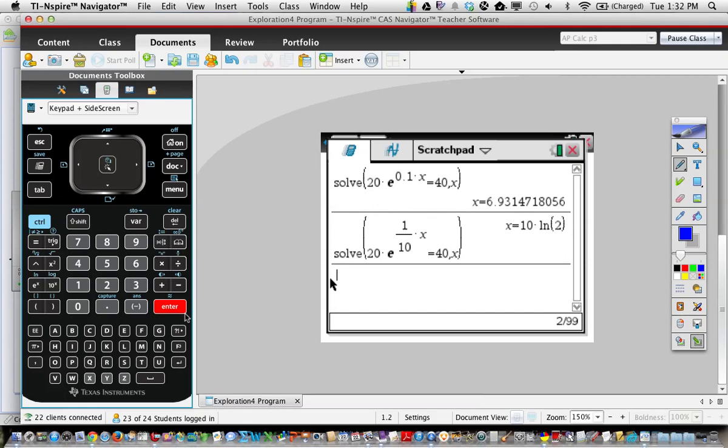How did you put a fraction? It was control and then divide, because it's above the divide.